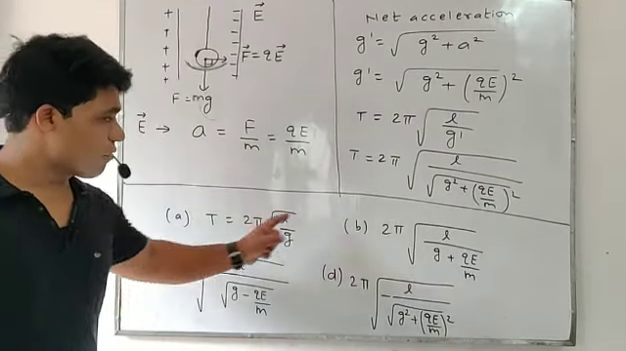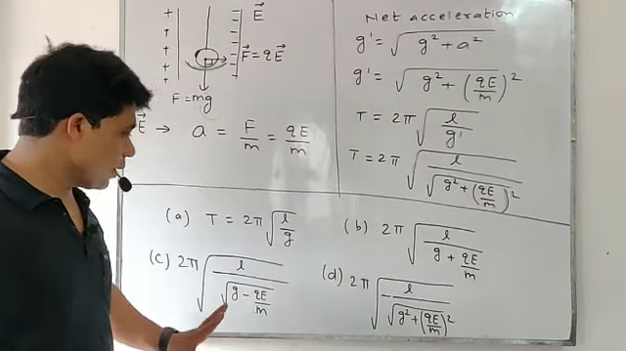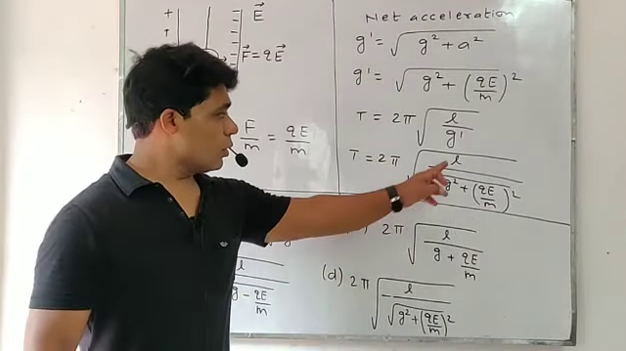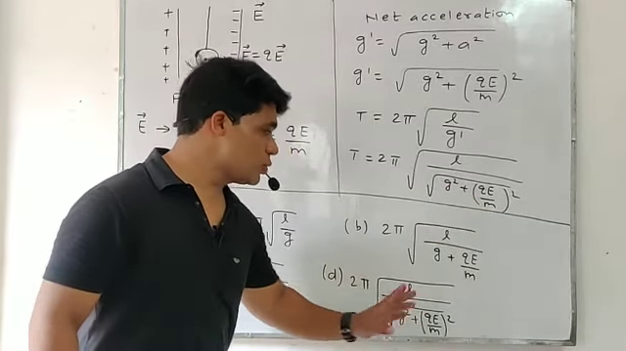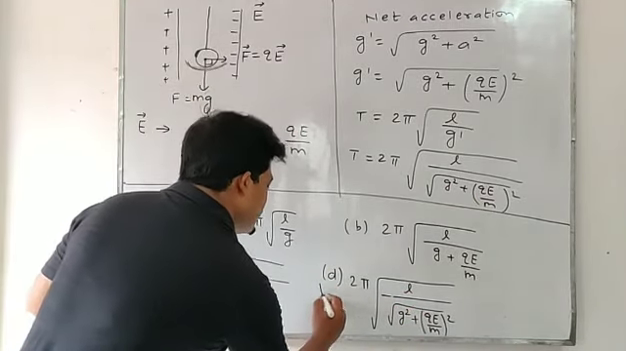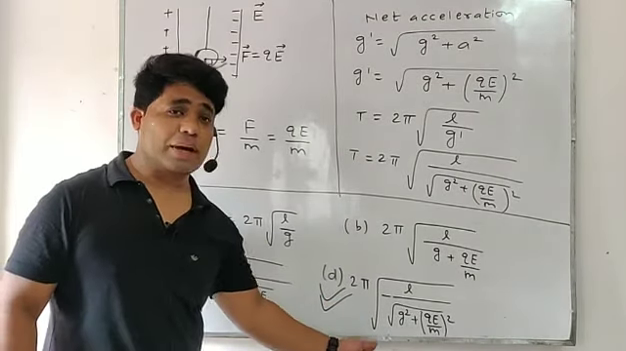So check out of these four which one is the correct option. T equals 2 pi root L upon root of g squared plus QE by m whole squared. Option D is the correct one. So we got the answer. Option D is correct.